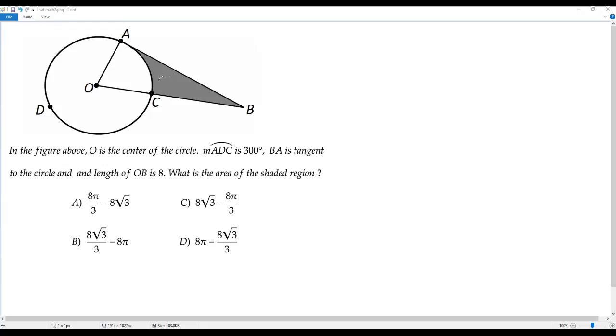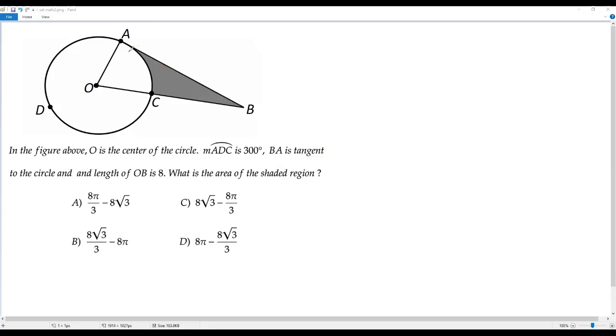Okay, so if I want to get the area of this triangle, I have to use a formula that is 1/2 times base times height. How do we get the base and height of the triangle? For that, we have to consider the given information. The question says BA is tangent to the circle. That is, this line segment BA is tangent to the circle.